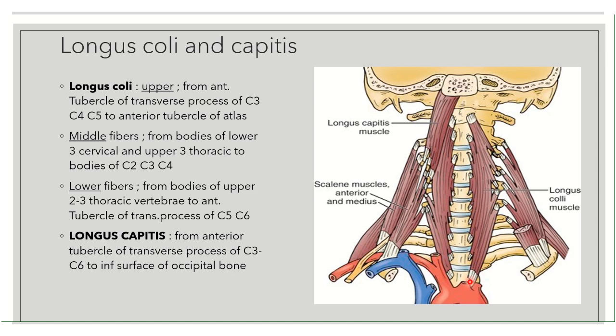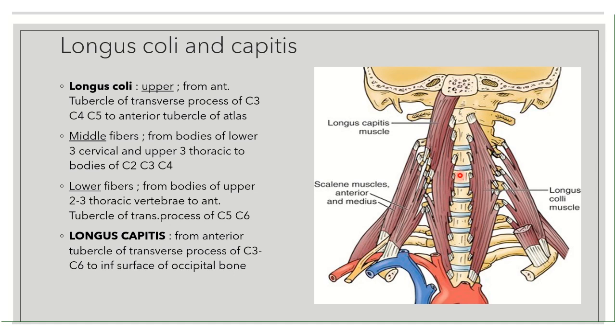So first of all we will see its upper oblique part. This is the upper oblique part. Its fibers arise from the anterior tubercles of transverse process of C3, C4 and C5 cervical vertebra. You can see this is the base of the skull, and you are having its anterior view. This is the occipital bone, and this is the first cervical vertebra, that is atlas. This is the second cervical vertebra, which is called axis. This is third, and this is fourth cervical vertebra.